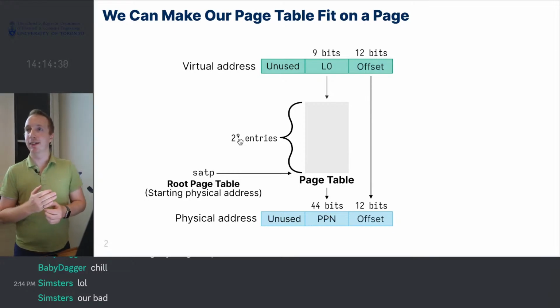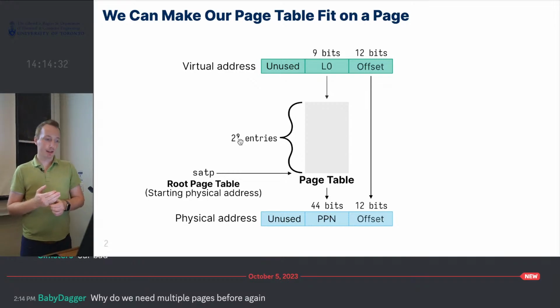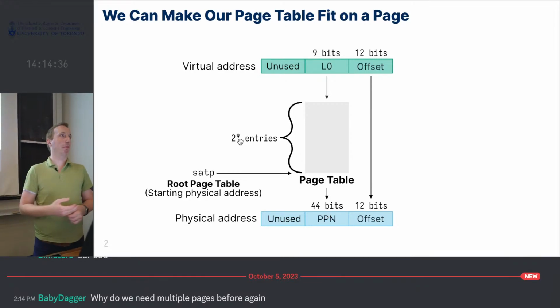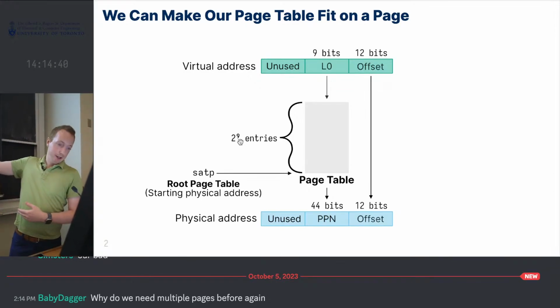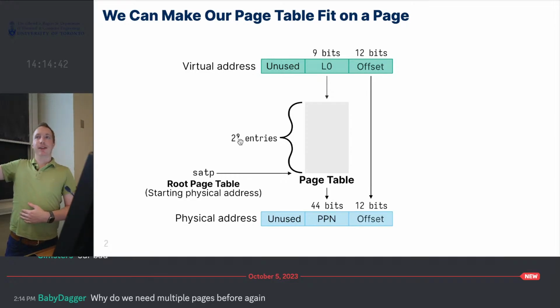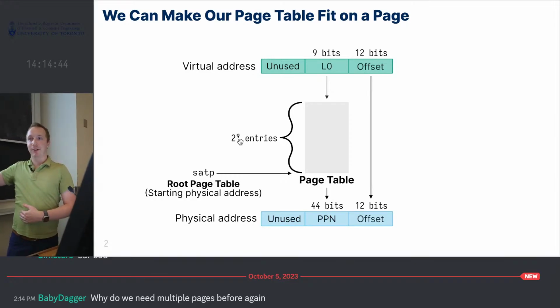How do we know that's enough for our process or program? Yeah, so the next obvious question might be like, well, 2 to the 9 entries, if each of those represents a page, then my program can only use at most like 2 megabytes of memory.